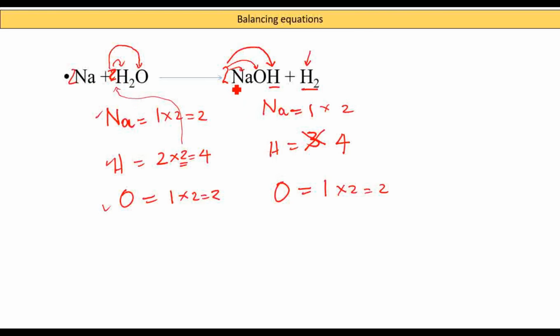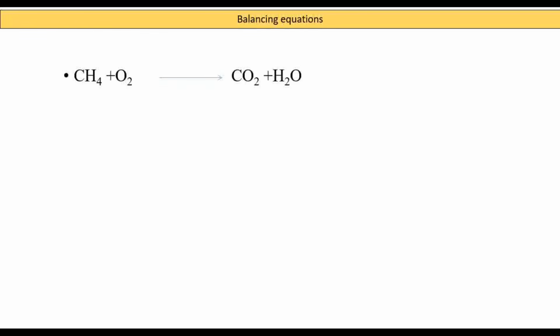4 hydrogen, 2 hydrogen here, and another 2 there makes it 4. 2 oxygen, 2 oxygen. Okay, so that one is just slightly a little bit more tricky. All right, now here's another one.